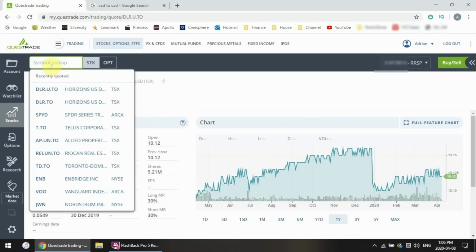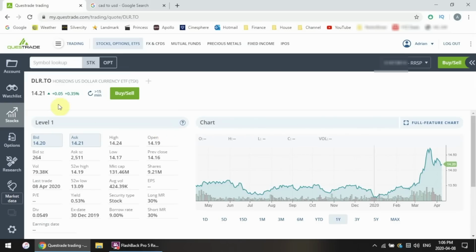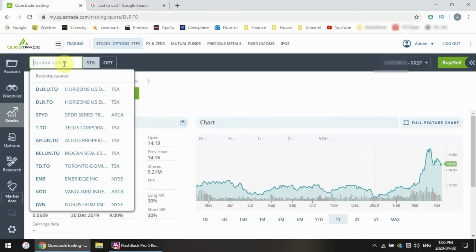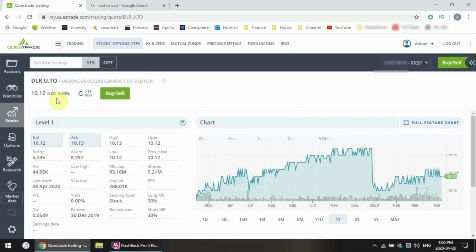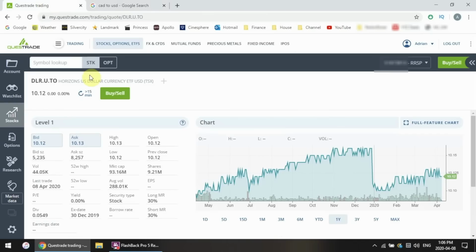Let's confirm that. So let's go back to the Canadian ETF, DLR.TO, and you'll see that the current value is $14.21 per share. So let's plug that into our Canadian to US dollar currency converter. So we'll enter 14.21 Canadian dollars. Now let's see the current value of the US ETF DLR.U.TO, and we can see that it's currently $10.12 per share in US dollars. And that basically matches the currency conversion, which is $10.13. And so 1 share of DLR equals 1 share of DLR.U, factoring in the currency conversion rate.